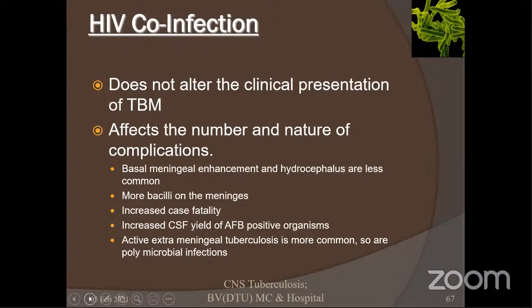The HIV co-infection does not alter the clinical presentation of TBM, but affects the number and nature of the complications. Basal meningeal enhancement and hydrocephalus are less common because the inflammatory reaction secondary to immune crisis is less. More bacilli on the meninges, increased case fatality, increased CSF yield of AFB positive organisms. Active extrameningeal tuberculosis is more common, so are polymicrobial infections.